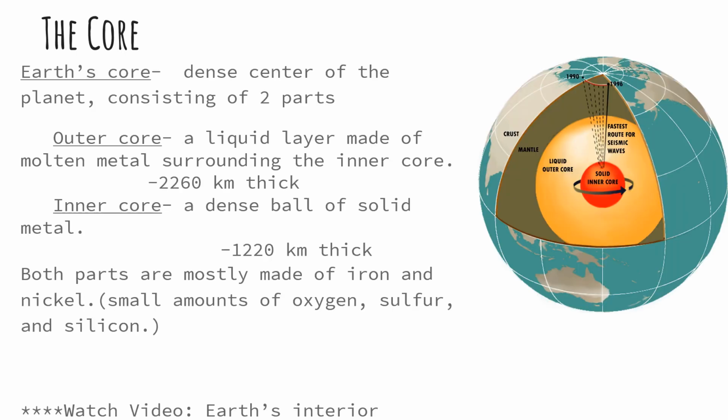The final layer is Earth's core. The Earth's core is the dense part of the planet, and it consists of two parts. The outer core is a liquid layer made of molten metal surrounding the inner core, and it is about 2,260 kilometers thick. And the inner core is a dense ball of solid metal, and it's about 1,220 kilometers thick. Both parts are mostly made of iron and nickel, with small amounts of oxygen, sulfur, and silicon.